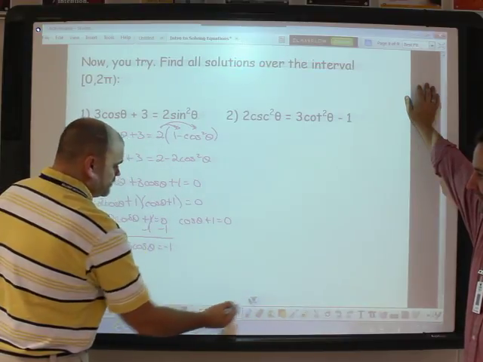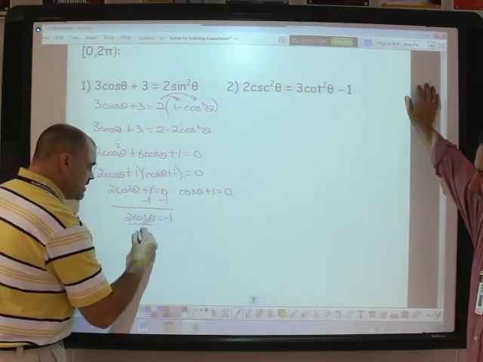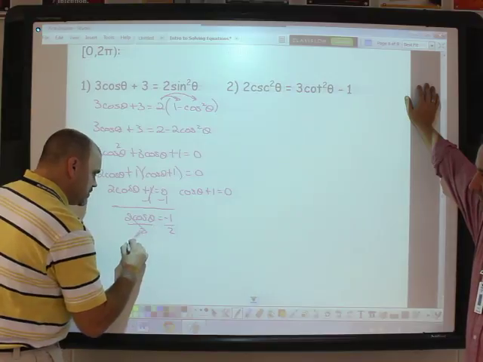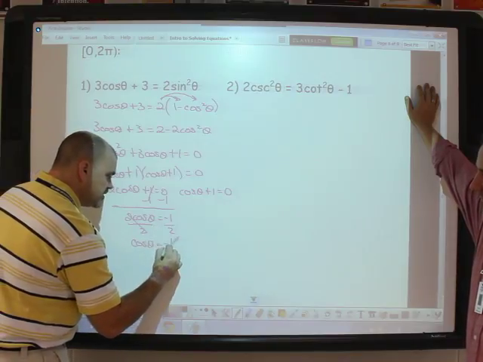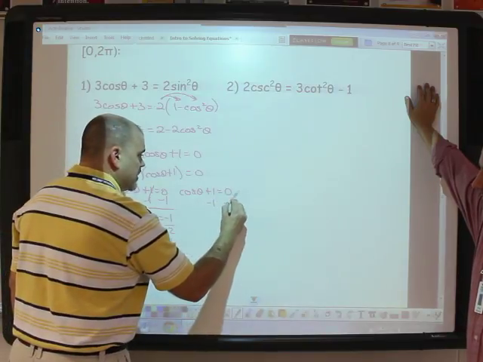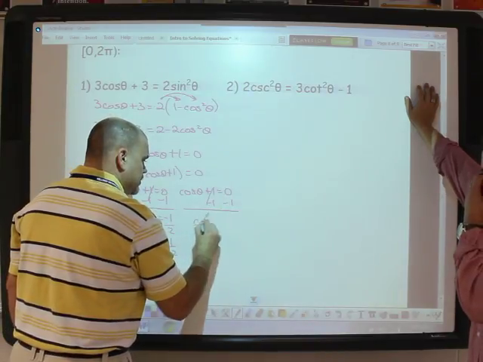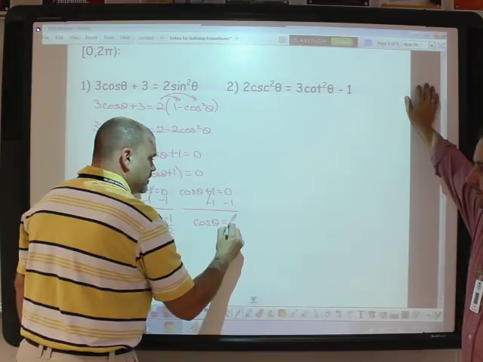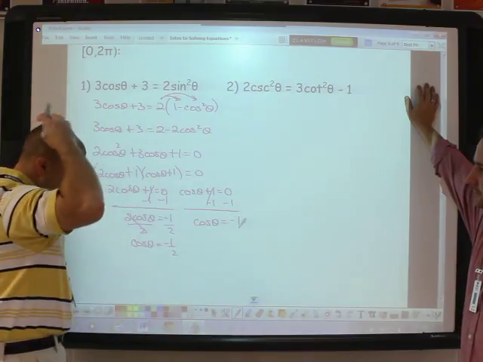So we divide by 2. So the cosine of theta equals negative 1/2. And we'll come back and ask ourselves where that occurs in just a minute. Subtract 1. I usually like to go ahead and get my cosine thetas and sine thetas isolated first.